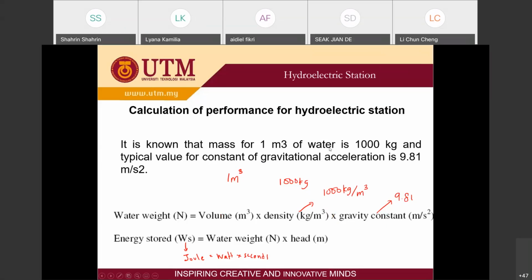So the density is almost fixed, which is 1,000 kilograms per meter cubic, and the gravity constant is also fixed, 9.81. The only variable is the volume of the water. So the energy stored is the water weight multiplied with the head difference.